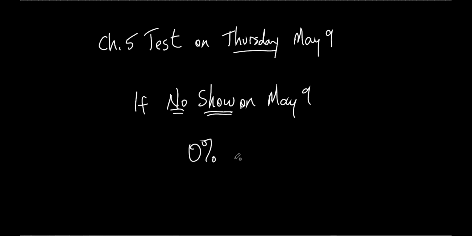Now, I'm preaching to the choir because 1, 2, 3, 4, 5, 6 people are here out of 26. So I'm talking to the 20 that may possibly be watching this on YouTube. If you don't show up on Thursday, May 9th, to take this test, you will get a 0%, not a 50. I said 50 the other day. I changed my mind. I have the right to change my mind. I will give you a 0%. I won't give it to you. You will have earned it. Would you agree? I'm not giving you a 0. You earned a 0% because you didn't show up.